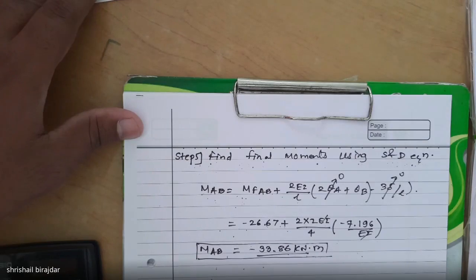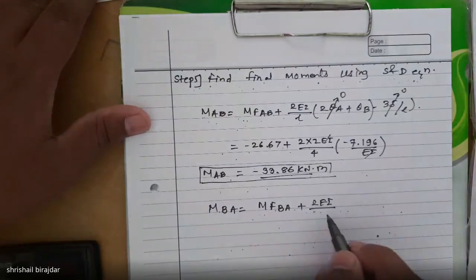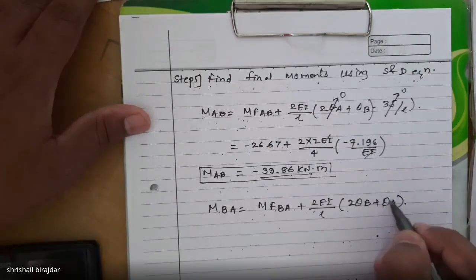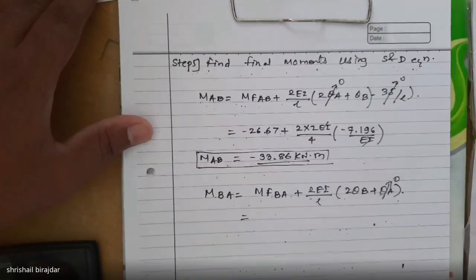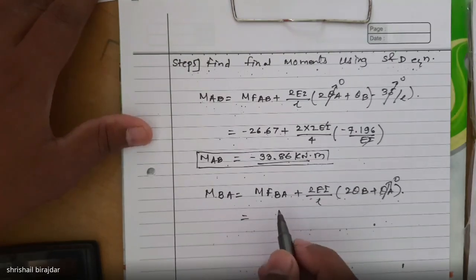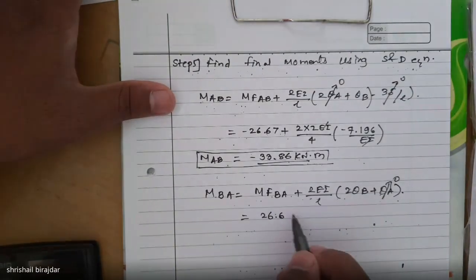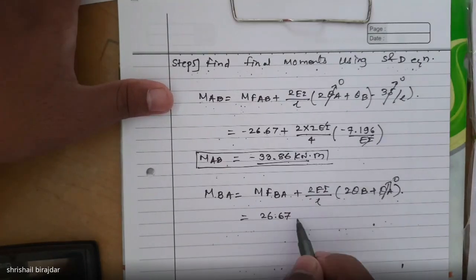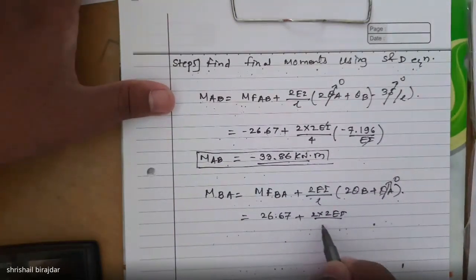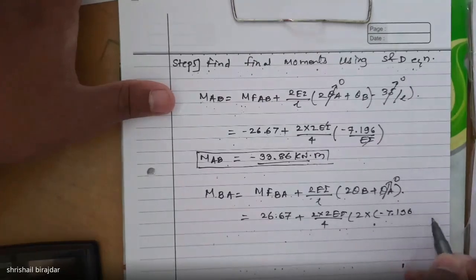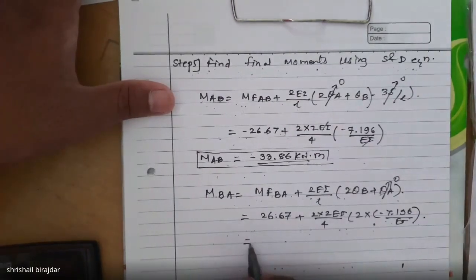Then the same formula you have to use: MFBA plus 2EI divided by L into 2 theta B plus theta A. Here theta A is absent because it is 0, a fixed end. MFBA is equal to 26.67 plus 2 into 2EI divided by L equal to 4, into 2 theta B, minus 7.196 divided by EI. How much does it work out to be? Please let me know MBA.